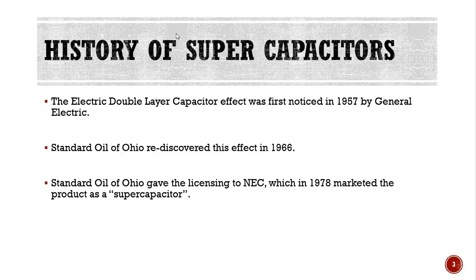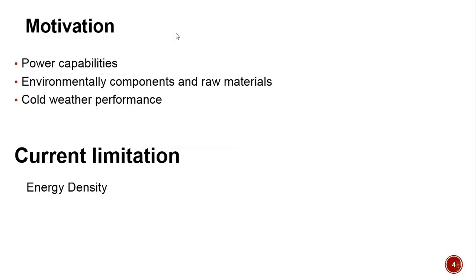This is the history of supercapacitors. The supercapacitor originated in 1957 at General Electric, and this was basically a double layer capacitor. After that, the Standard Oil of Ohio company received the certificate to develop the commercial supercapacitor in 1966, and after that they issued the license to NEC Japan, which started to produce supercapacitors in 1978.